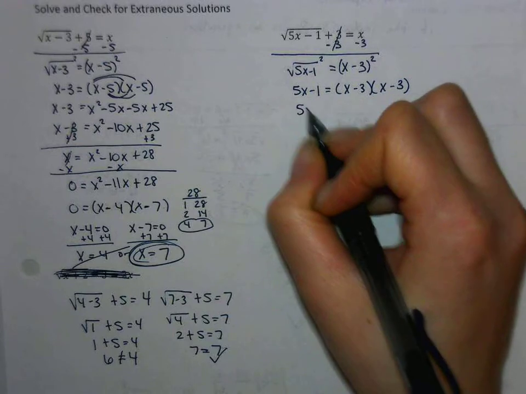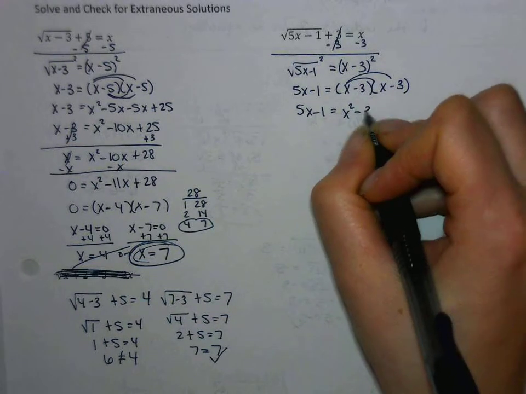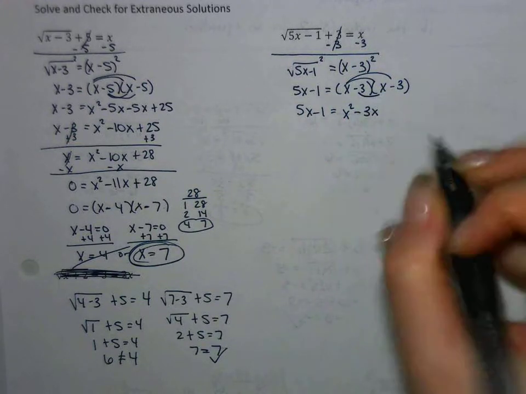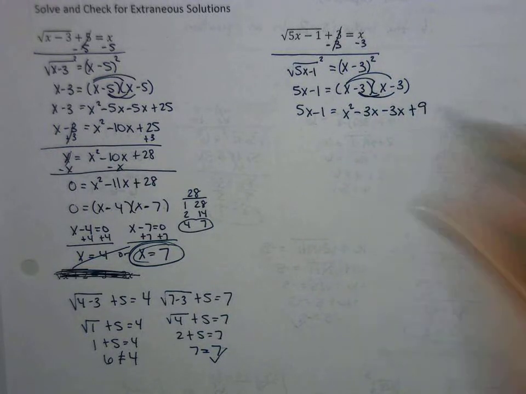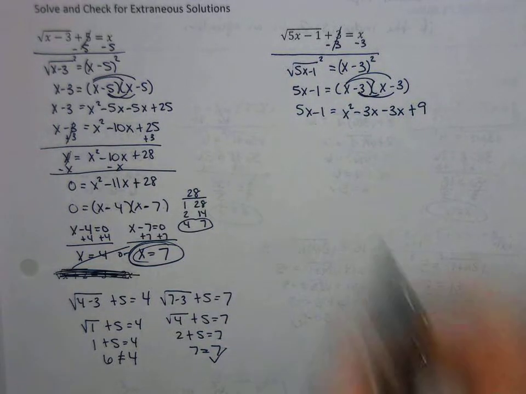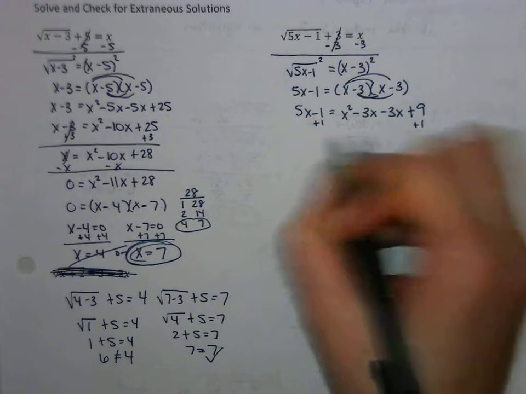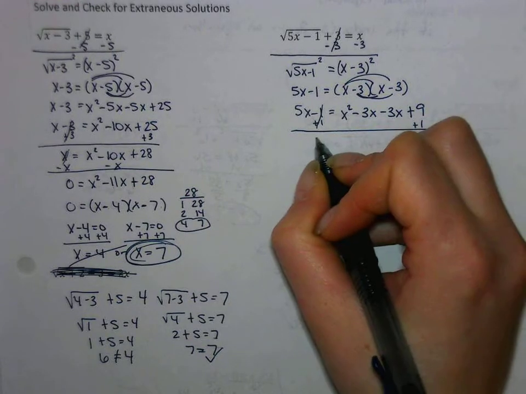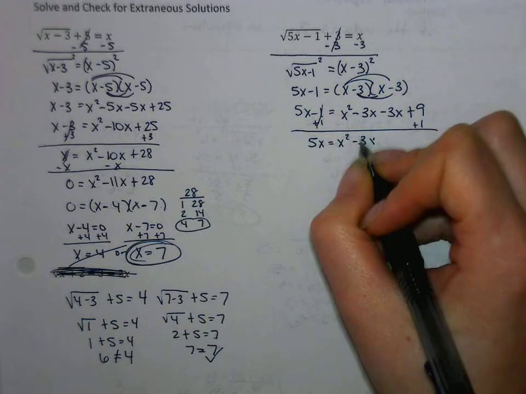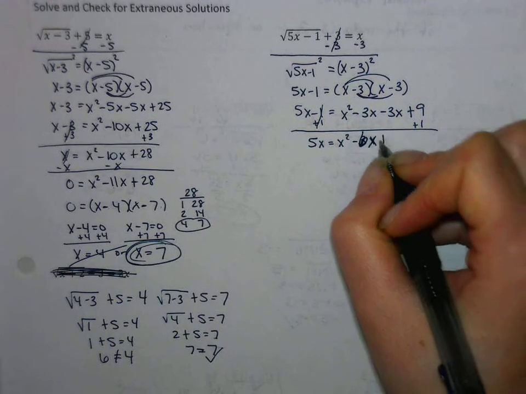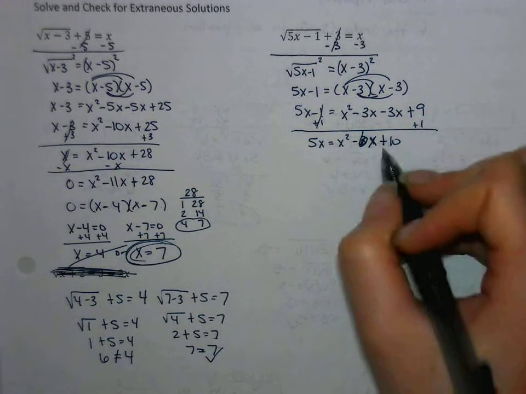So then we FOIL. So x times x is x squared. X times negative 3 is a negative 3x. Negative 3 times x is a negative 3x, and negative 3 times negative 3 is a positive 9. So here again, we want to get our left-hand side to be 0, so we're going to add 1 to both sides, making sure to combine our like terms. So 5x equals x squared minus 6x plus 10. Negative 3x minus 3x is negative 6x. 9 plus 1 is 10.